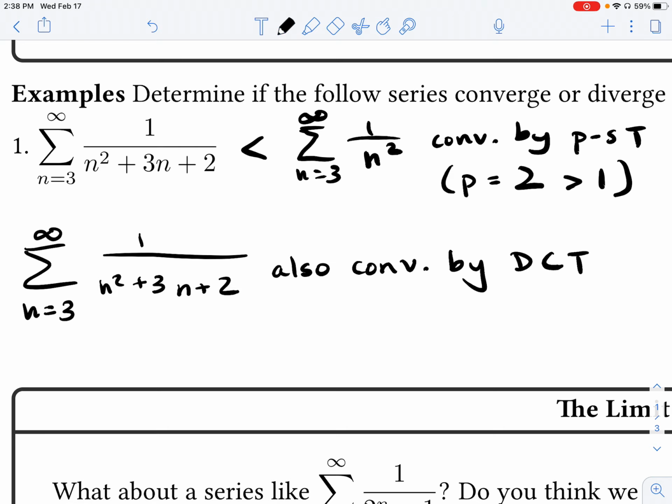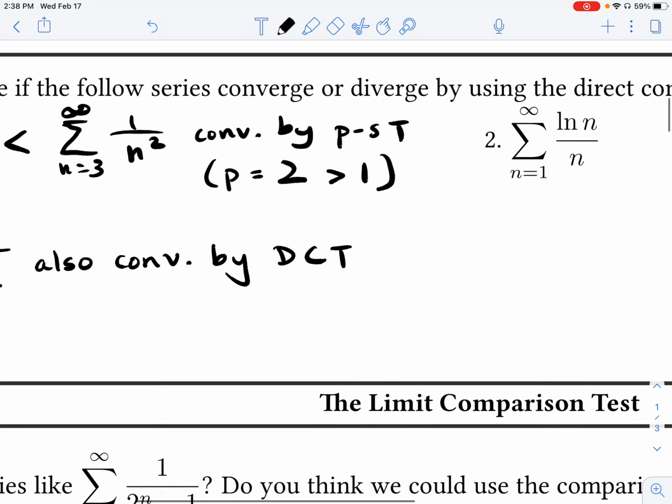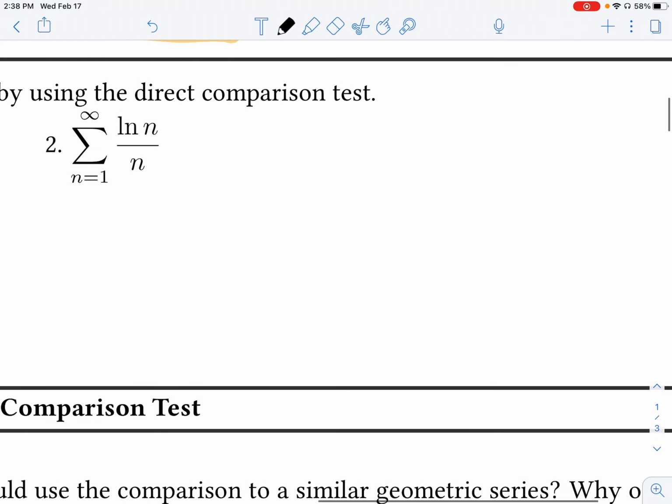Okay? Let's do one more for the direct comparison test. Let's try a problem like this, and there's a little bit of a typo here, and hopefully you can spot it. You should say that the lower index should be 3, or I should have written that, because the direct comparison test only works with every term being positive. And had I started at 1, what's the natural log of 1? Well, that's 0. So this series would not contain all positive terms.